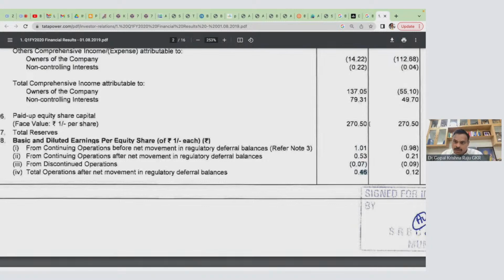Simple. So if the regulator is not there, we make 1 rupee. For 10 rupees, we make 1 rupee. But because the regulator is putting all these constraints, you have to pay 47 paisa, 48 paisa to the regulator. Net only we get 53 paisa. And because of the discontinued operation, 7 paisa loss. Where I earn 1 rupee from operations, what is left to the shareholder? 46 paisa. So now the shareholder will take a decision in the AGM. What should we do so that we retain that?